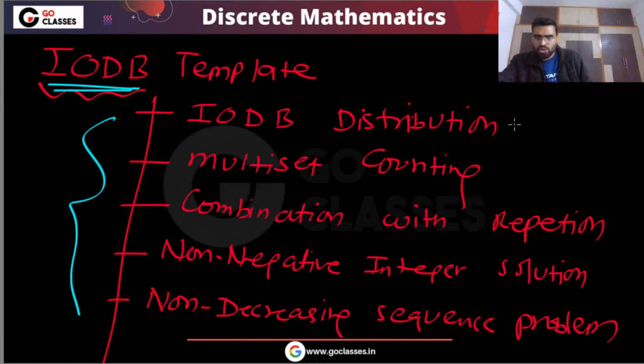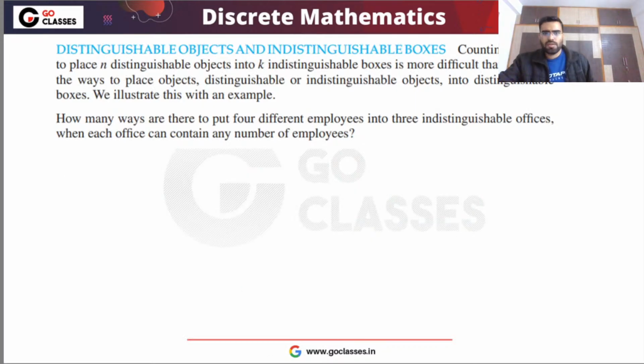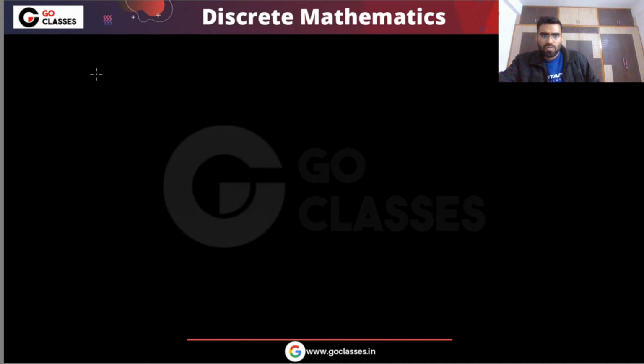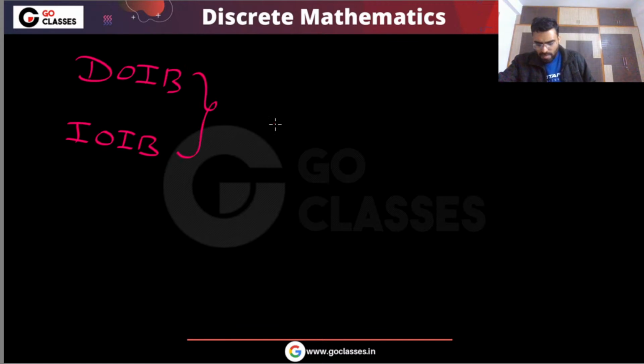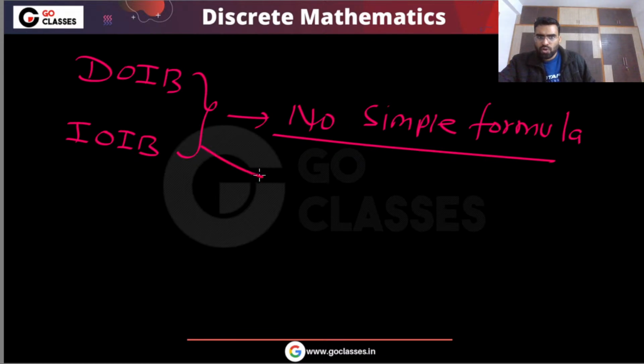We have seen one example of each of them. And in the GATE exam, this is a very important problem. And the next is DOIB. For these two, DOIB and IOIB, remember, there is no simple formula. There is no simple formula. So what you should do for these is do it manually.